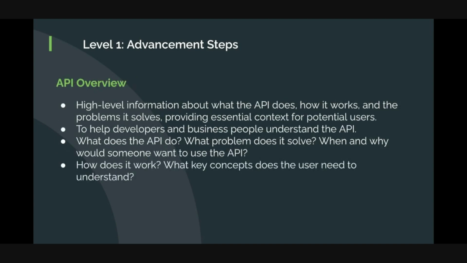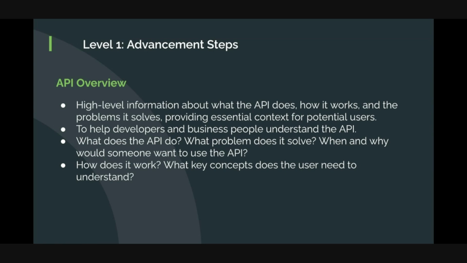And of course, the API overview, the third leg of the MVP documentation, provides high-level information about what the API does, how it works, and the problems it solves. This document offers essential context for both developers and business stakeholders, helping them understand the API's purpose and value. So, key questions to address in this kind of documentation are: what does the API do? When and why would someone want to use the API? How does it work? What key concepts do users need to understand?